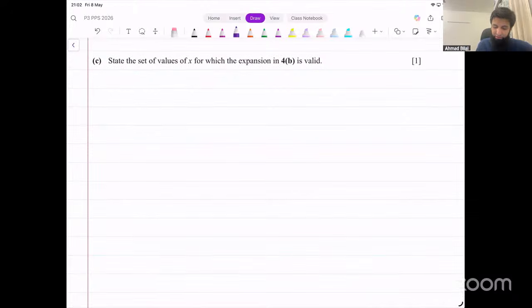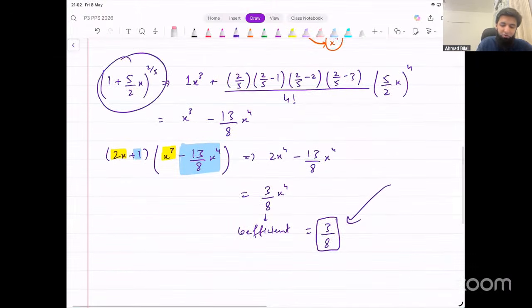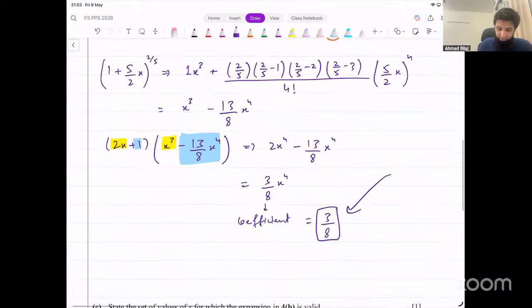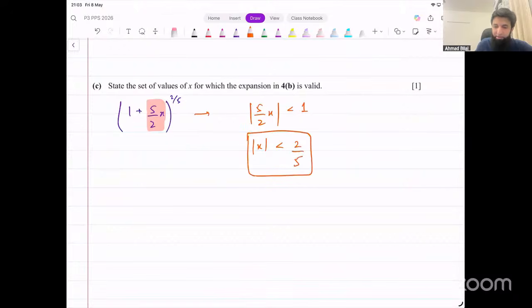State the set of values of x for which this expansion is valid. Now, when is this expansion going to be valid? (1 + 5/2 x) raised to power 2/5. That's the expansion that we have done. All we have to do is, whatever is the second term, you say modulus of that has to be less than 1. So you say modulus of 5/2 x needs to be less than 1. Now take these numbers to the other side and that gives you modulus of x should be less than 2/5. That's the condition for that expansion to be valid.